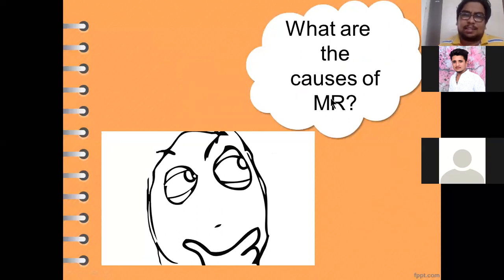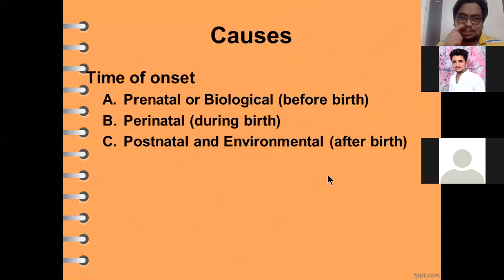So, in today's class, we are starting with the causes of mental retardation. So basically, there are 3 types of causes. First one is prenatal or biological cause. Second one is perinatal, and third is postnatal. Postnatal cause includes the environmental cause also. Now let's see the causes one by one.